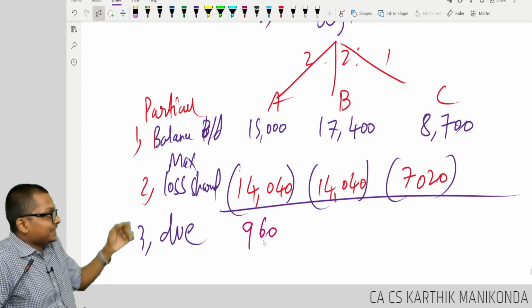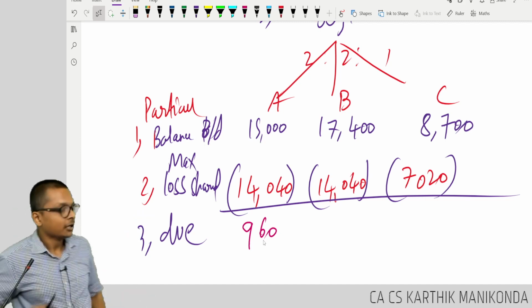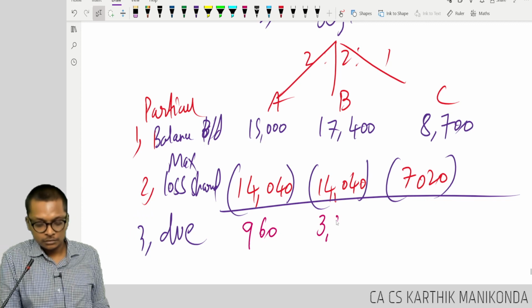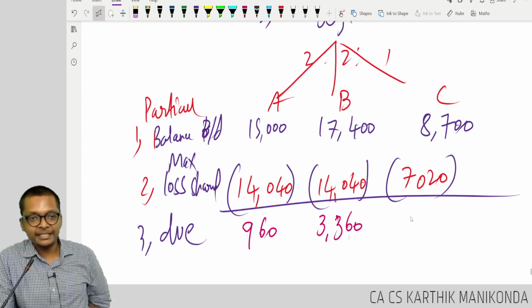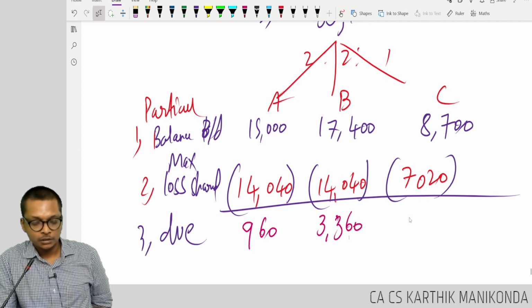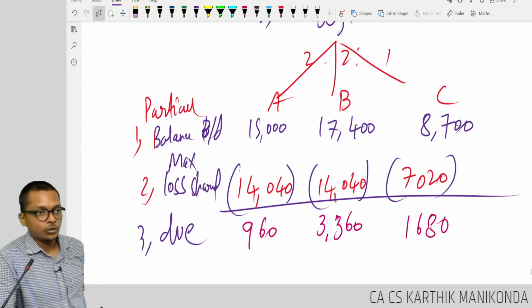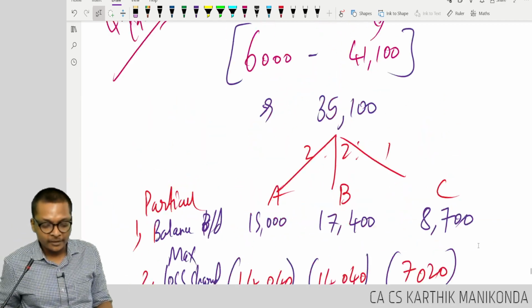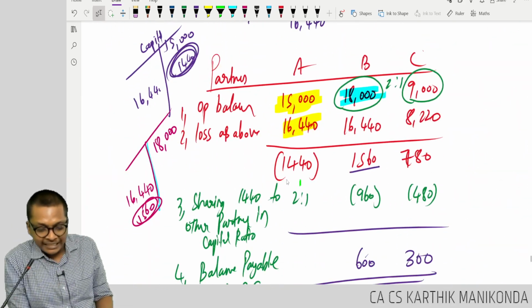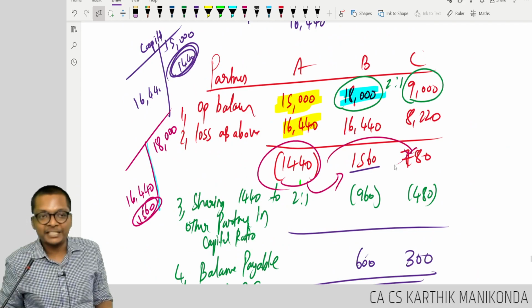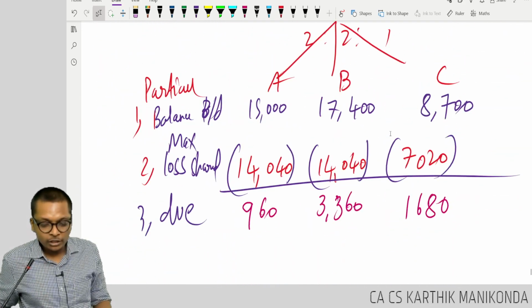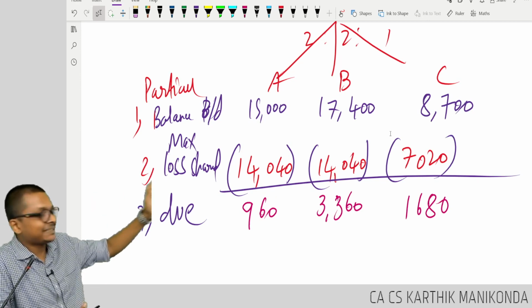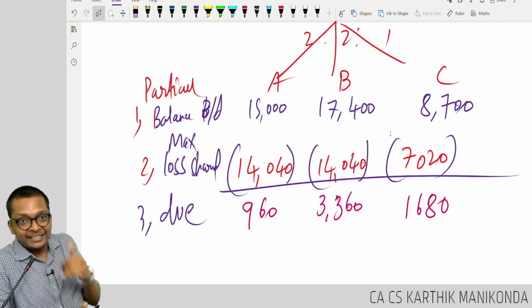I have to pay B 17,400. His loss is 14,040, so I can pay him only 3,360. Similarly for C, 1,680. Here nothing came negative. Unlike working note 1, if you remember, we got one negative which was shared again. Here the meaning of these three amounts is, I have to pay A, I have to pay B, I have to pay C. That means no need to apply the next step here.